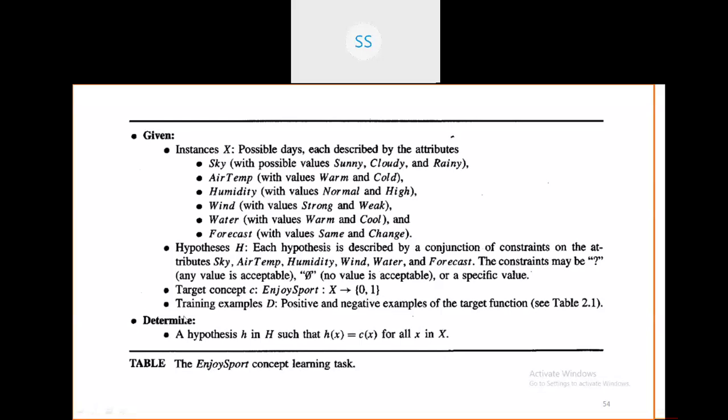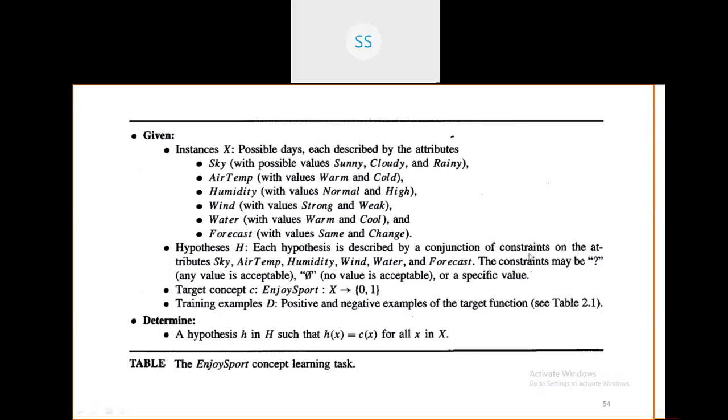And the next one is the training examples, D, that is the positive and negative examples of the target function. We have to look at the positive and negative examples of the target function, whether that particular example can be included in training or not. These are the given values for concept learning. First one is the instances, second one is the hypothesis, third one is the target concept, and fourth one is the training examples.